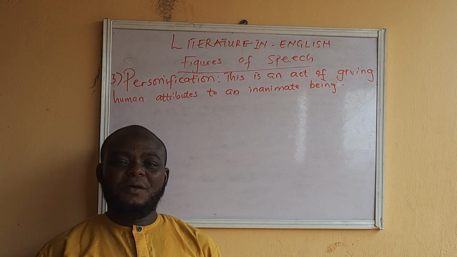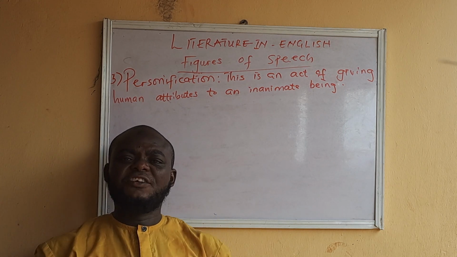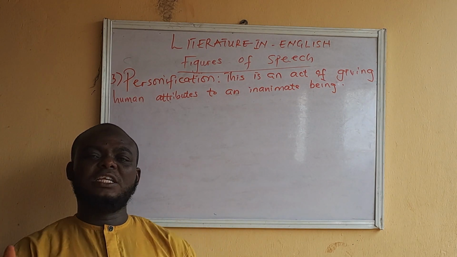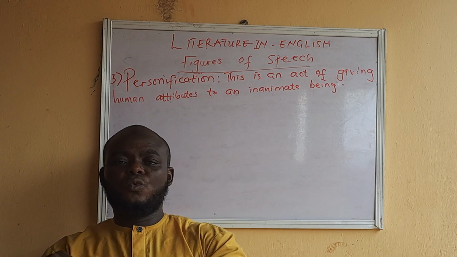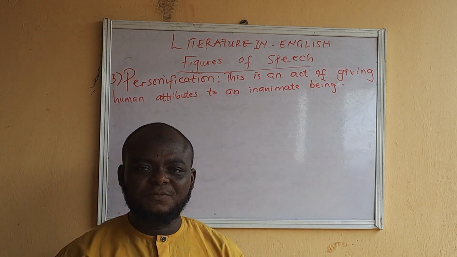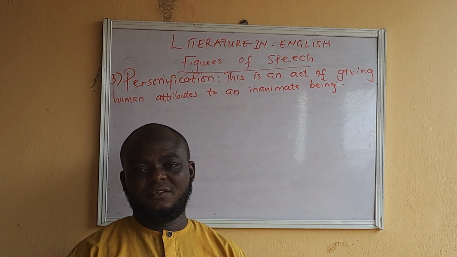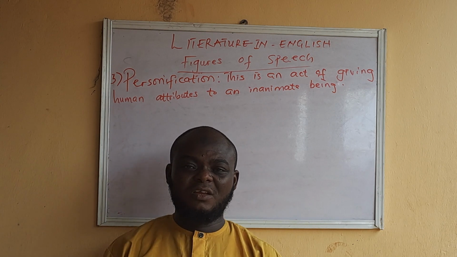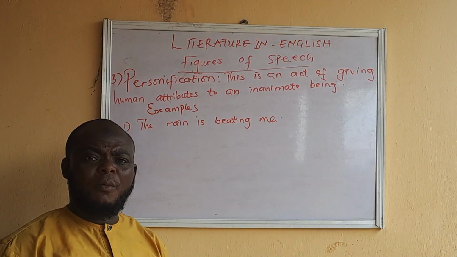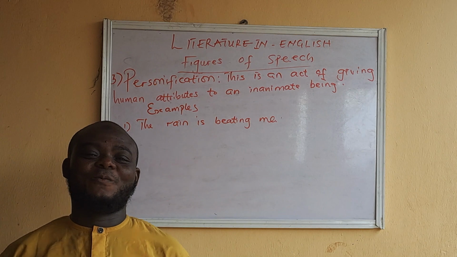When we are giving what I perform as an action, or what human beings can perform as an action, to inanimate beings, to things that are not living things, that is when we have personification. Now let's take a look at an example of personification. This is even common among us in the society. In this country, it is very, very common.